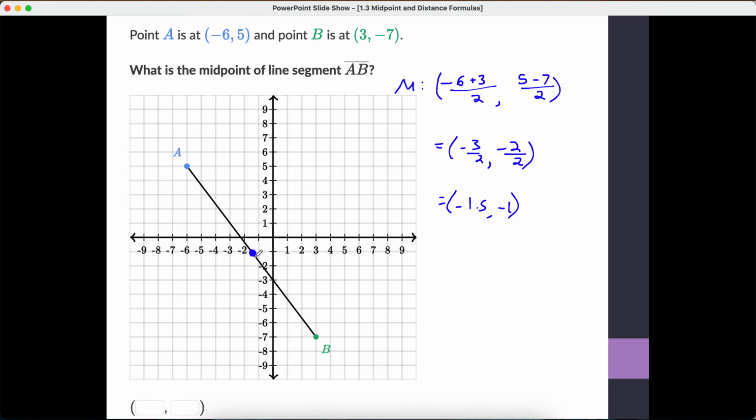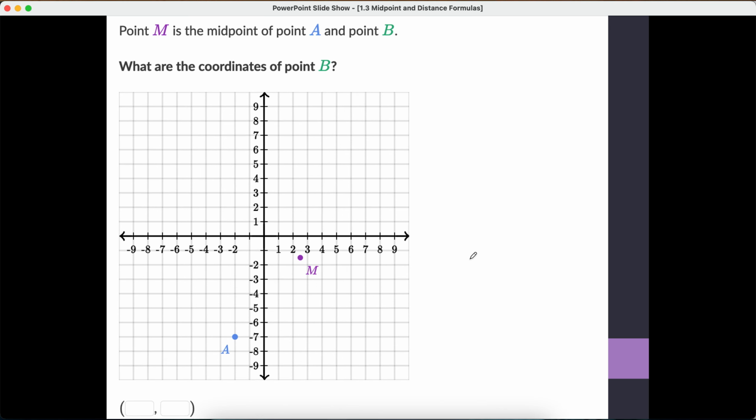Just to check, first of all, (-1.5, -1) is on the line, which is fantastic. That's a good start. And it does look like it's about halfway. So that's a good way of checking our answers. We want to make sure that after we actually do the calculations, the result that we get seems sensible, and it does.